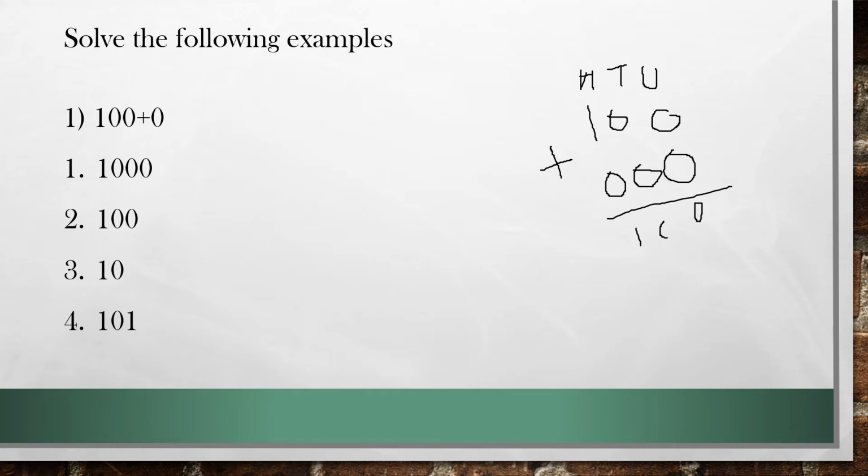So which option is having 100? The correct option is option number 2. So you get the correct option. You know what you're supposed to do. You're supposed to circle the correct option. When you get your answer sheets, you're supposed to circle the correct option. Let's move on to the next question.